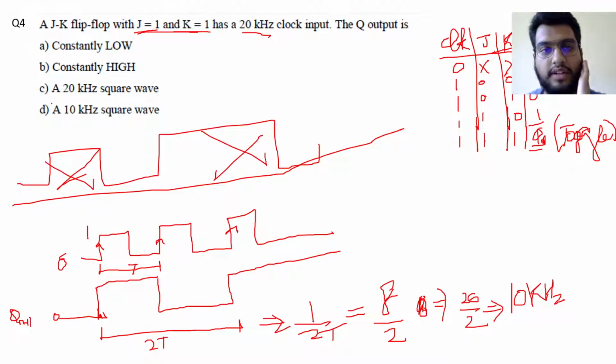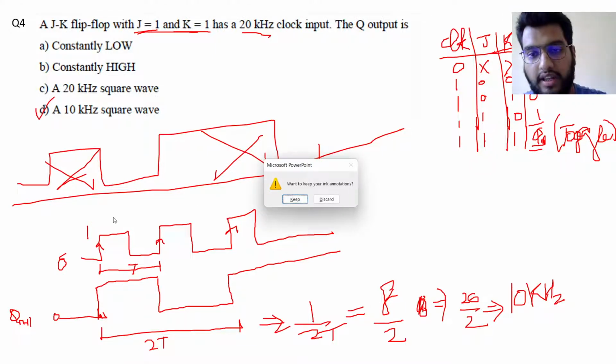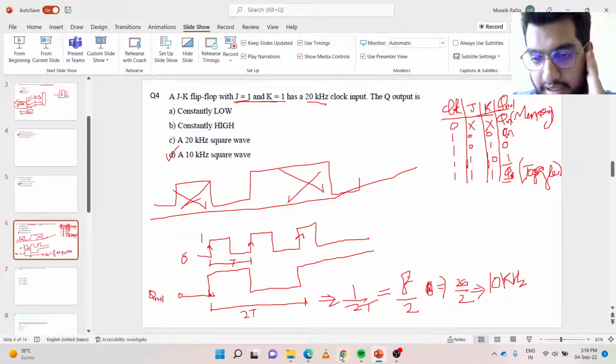So as you can see, a JK flip-flop with J equal to 1, K equal to 1, having a 20 kilohertz clock input. This J equal to 1, K equal to 1 causes toggling, and the output switches between two states, 0 and 1, with a frequency of 10 kilohertz. So the output will be a 10 kilohertz square wave. If there are any doubts regarding this question, please type it in the chat box.